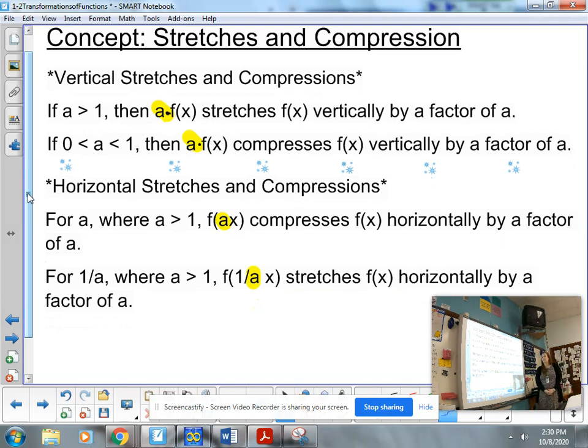Please make sure to take a moment, pause this video, and copy it down from the notes that were uploaded to Schoology, because this is extremely important. When you are working through your IXLs on this section, they will distinguish between the vertical and the horizontal depending on where this a value is: whether the a value is outside of the function, or the a value is acting on the x value only. So please make sure you make the distinction between those.